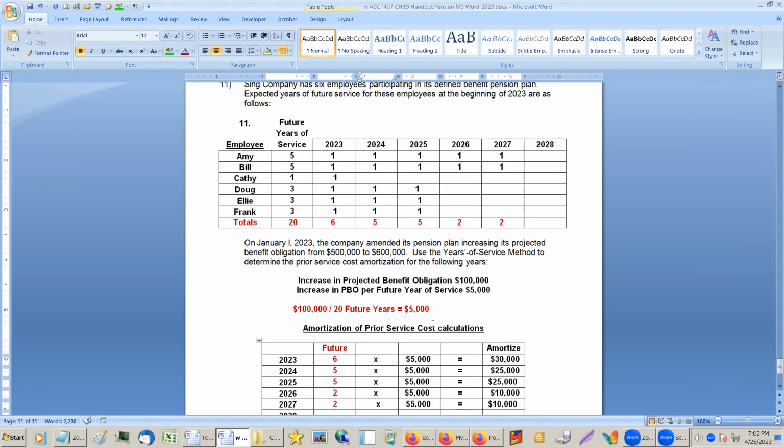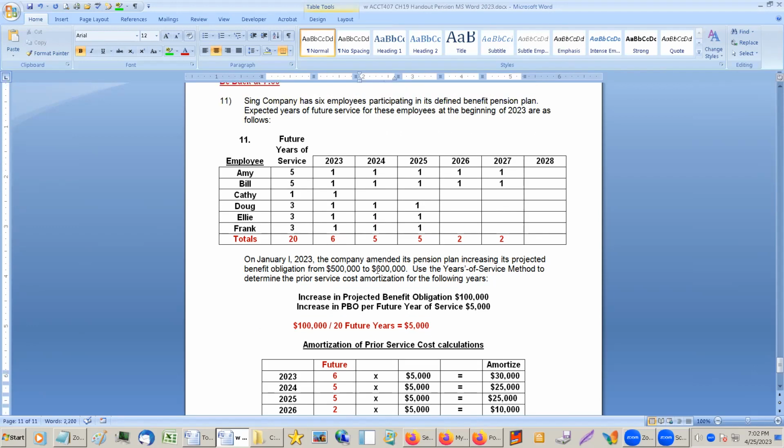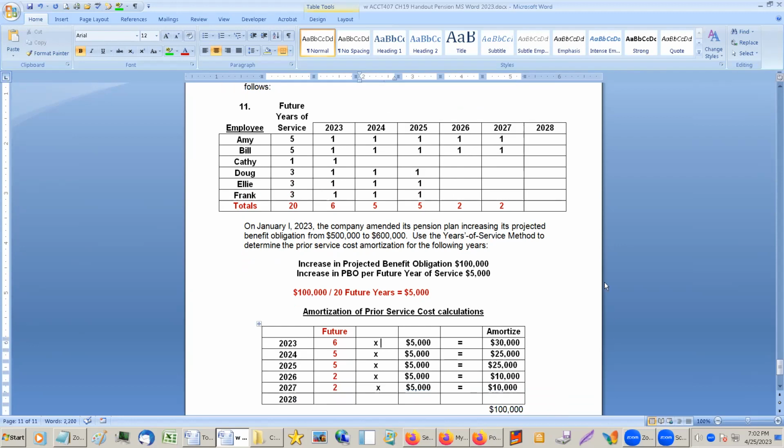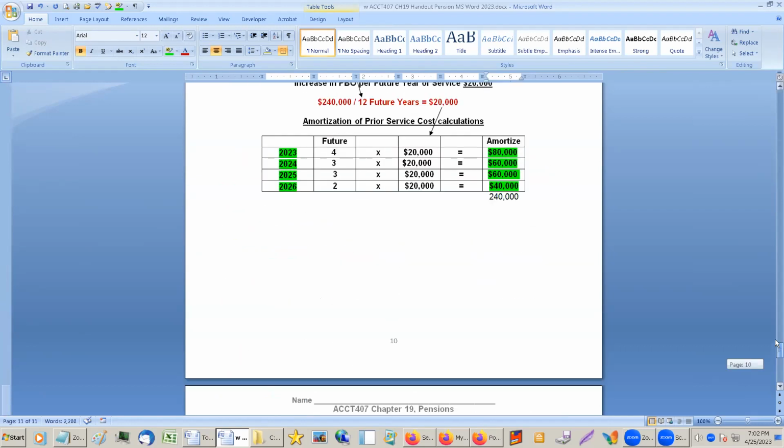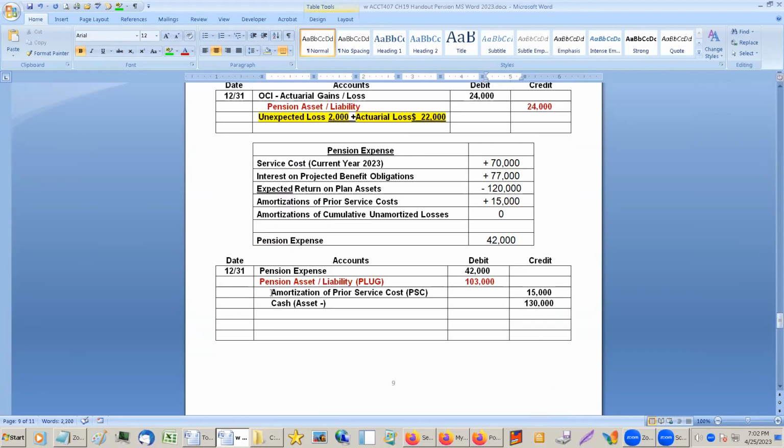Okay, and so you're just taking this $100,000 that you're increasing it by, and you're spreading it out into the future. And this is kind of how you're doing it. You're doing it for, you know, these years, and so this is how much you're going to do. So the first year, 2023, you're going to have this amortization of prior service costs of 30,000. So what we're talking about is this entry here. You know, this is how we came up with this entry.